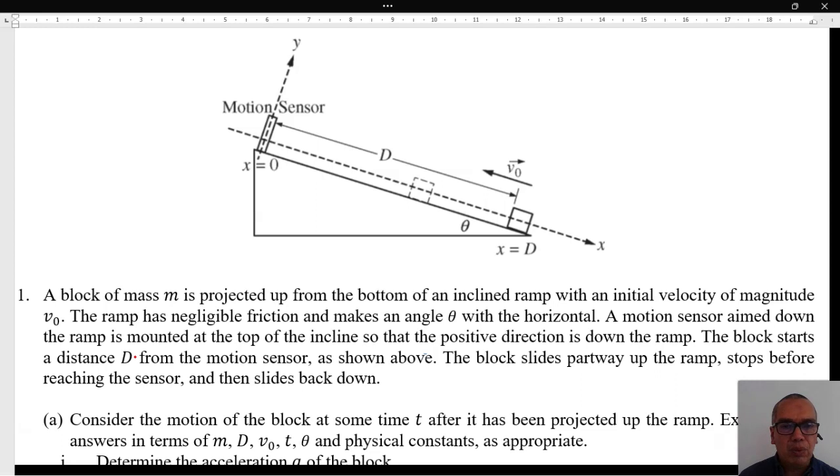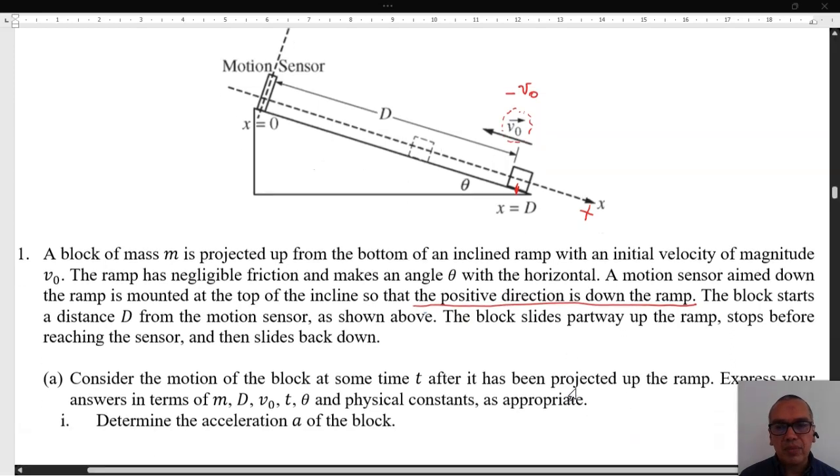There are several key points to study here, but one of the most important is that it says that the positive direction is down the ramp. This is important because if this is the positive direction, then the initial position has to have a positive sign, d, but the initial velocity is in the negative direction. So if you want to talk about the velocity, you shouldn't just say v0. That's only the magnitude or speed. The velocity should be negative v0 to take into consideration the direction.